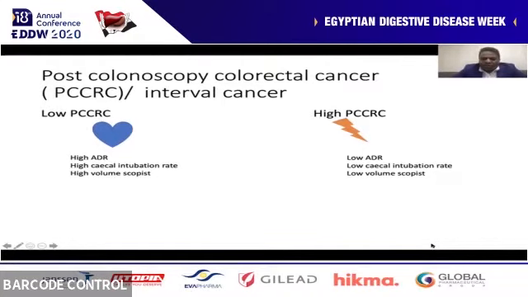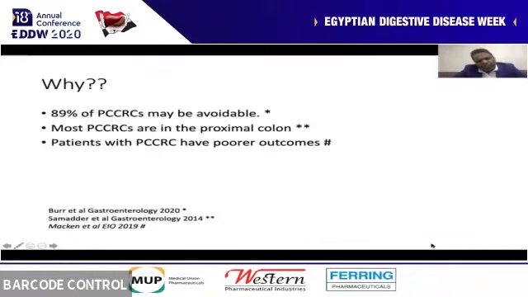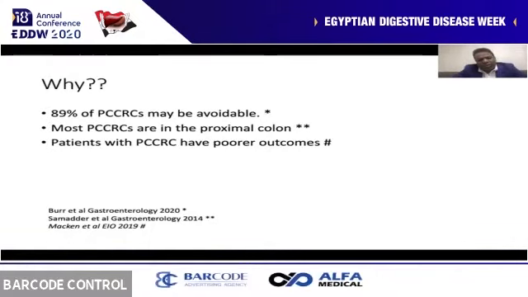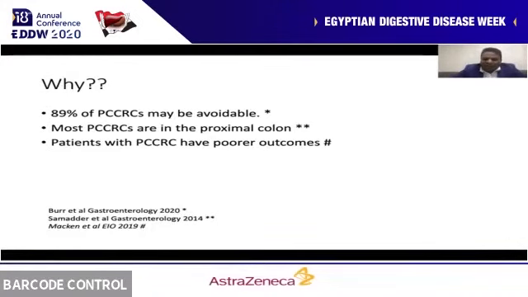So which endoscopists are more likely to have PCCRCs, or post-colonoscopy colorectal cancers? These are those that have low adenoma detection rates, low cecal intubation rates, or those who do fewer procedures. It's important because we know that these PCCRCs, or missed cancers, may actually be avoided. Most of these missed lesions are present in the proximal colon, which is the right colon, and most of the PCCRCs have poor clinical outcomes.